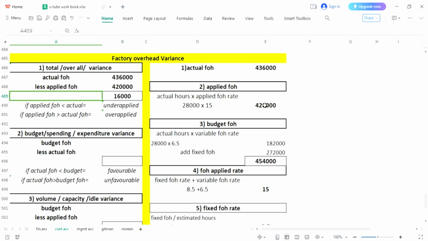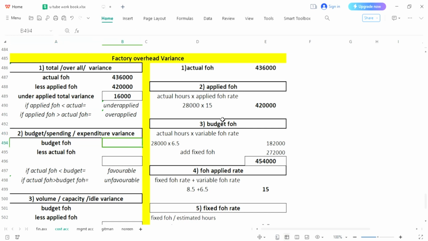Time to conclude by focusing upon applied. Applied is less. So if applied is less, it would be called underapplied total variance. I think total should be written. So total variance is underapplied. First variance has been calculated.